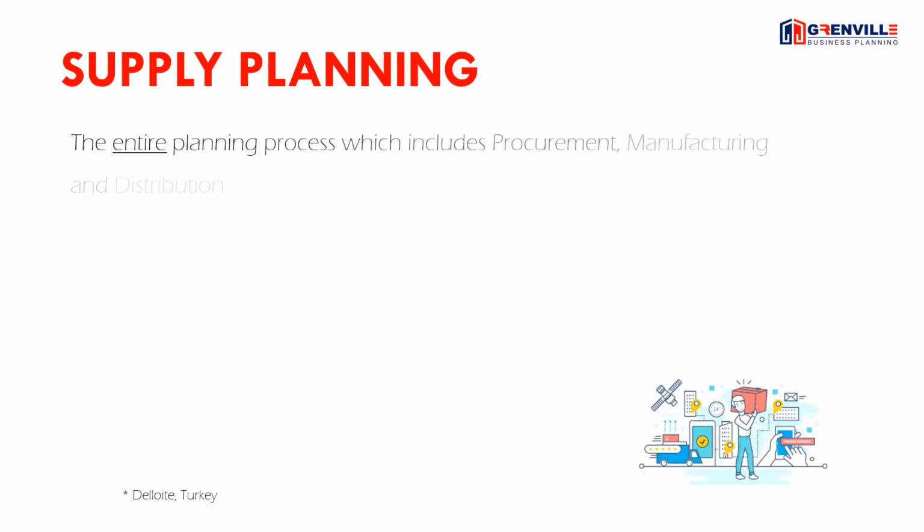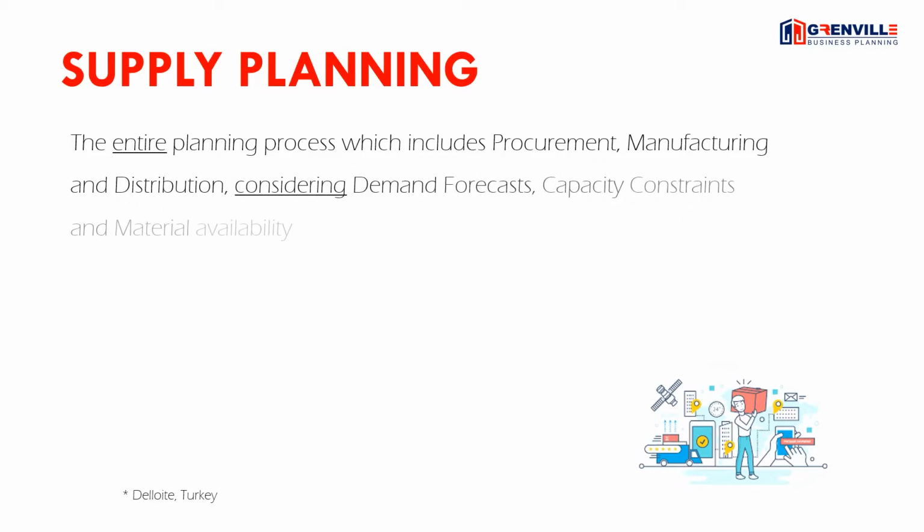As per Deloitte of Turkey, supply planning is the entire planning process which includes procurement, manufacturing, and distribution. This is done keeping in mind the demand forecast, the capacity constraints, and the available material. So supply planning plays a role ensuring that all the requirements are served while it ensures that the process is being optimized. A total optimization machine.